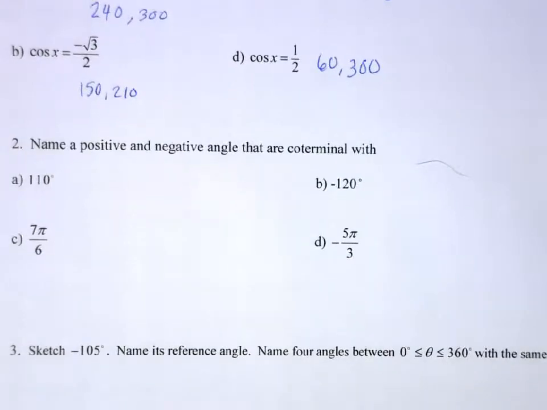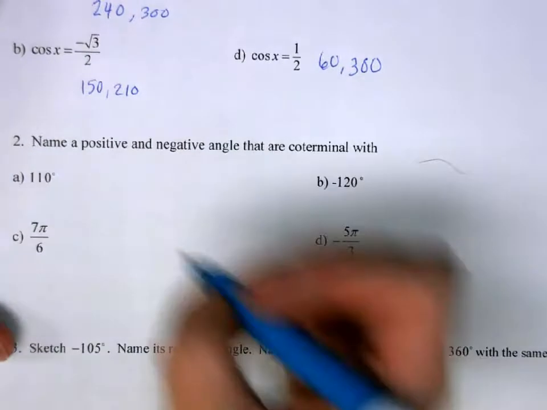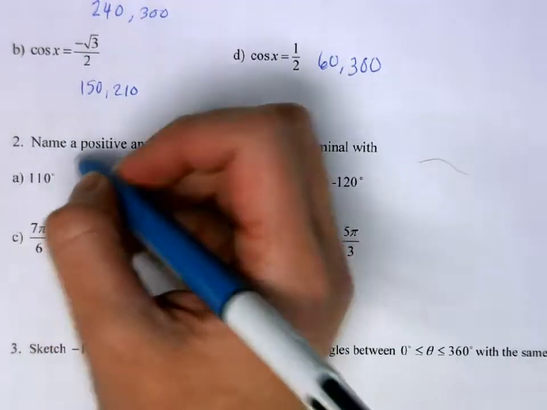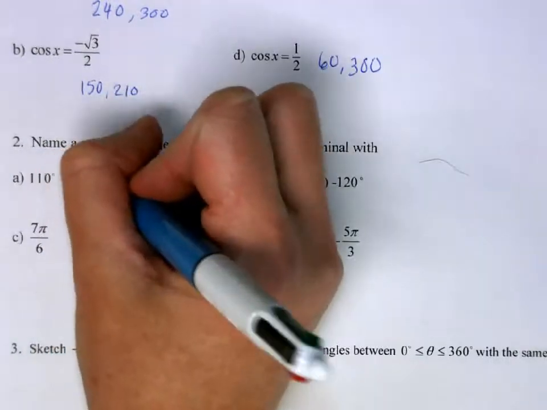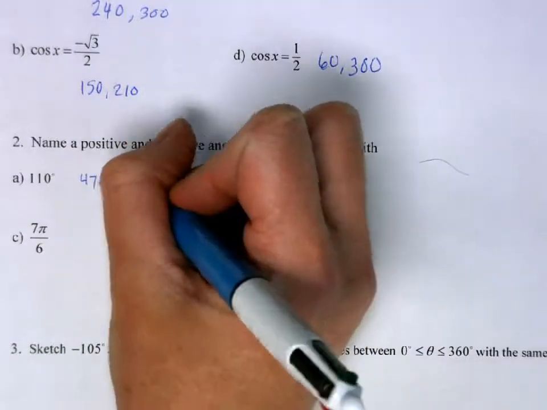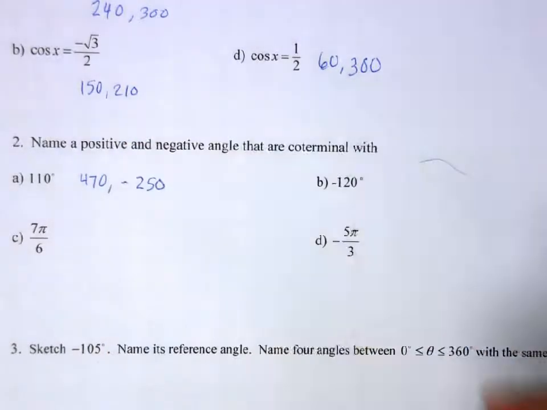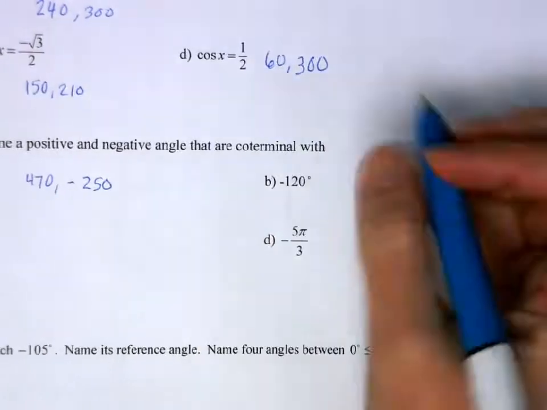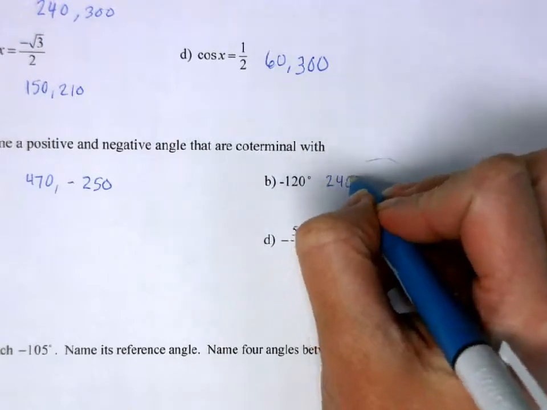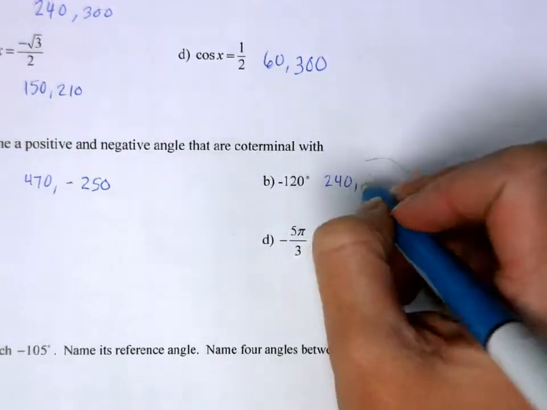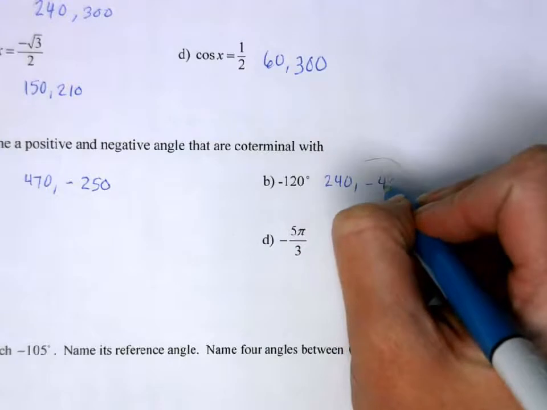For coterminal, we're going to add 2 pi, or 360. So if I add 360, we get 470. If I subtract 360, we get negative 250. If I add 360, we get 240. If we subtract 360, we get negative 480.